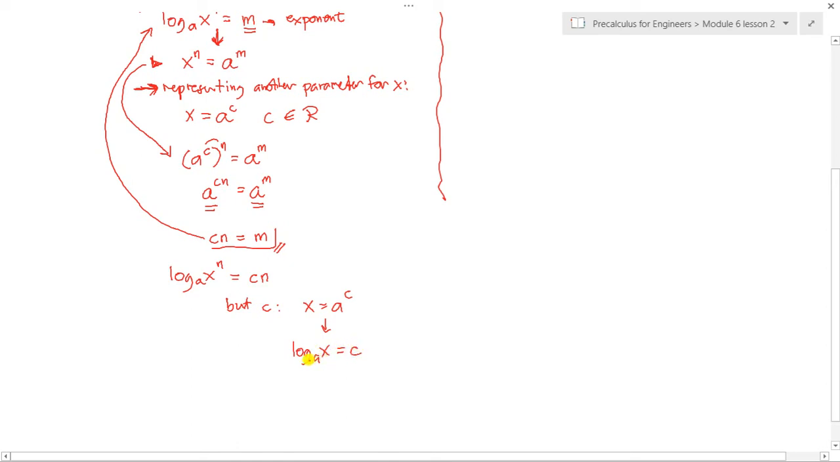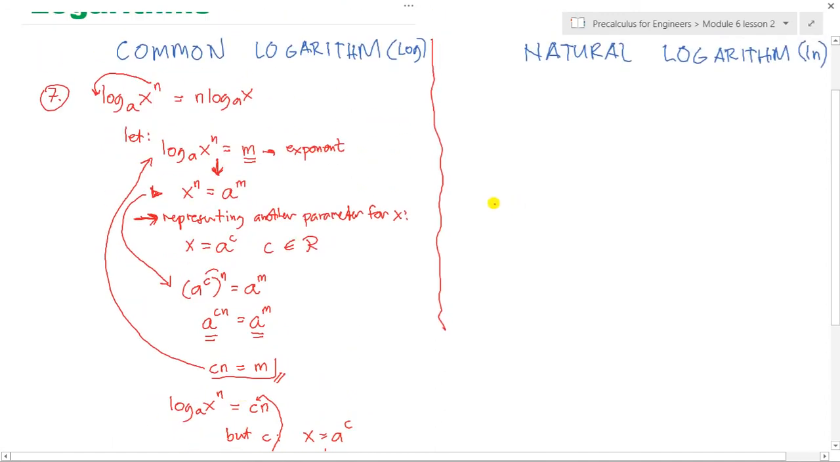So therefore, mo na atong value sa c. Ato na i-substitute ari a. So we now have, therefore, we now have log of a number x raised to the power of n is just equal to the n multiplied by the c. So mo man ang c. So ang c is just log of x to the base a. So therefore, atong na-prove ang ika-pito nga property, ang power rule nga property. Mo ni siya class. And then, by using the natural logarithm, this is just the ln of x raised to the power of n is just equal to the n ln of x.